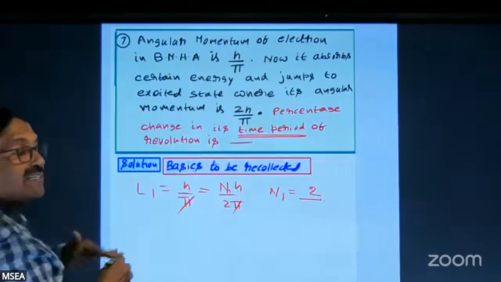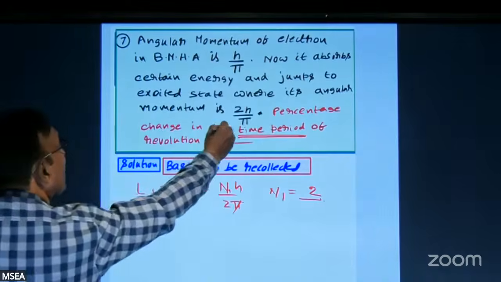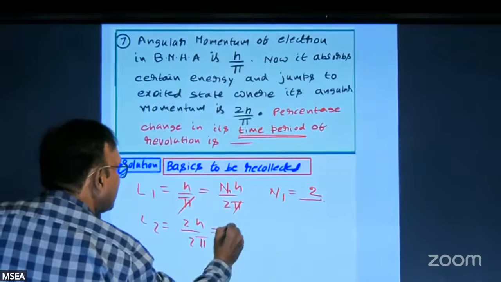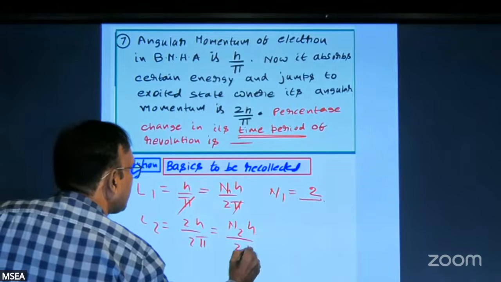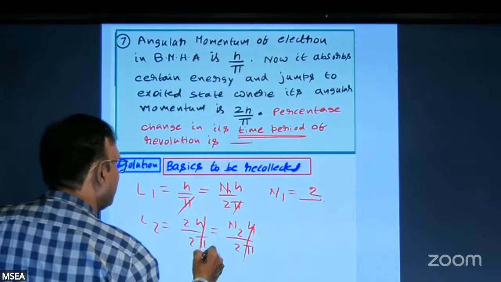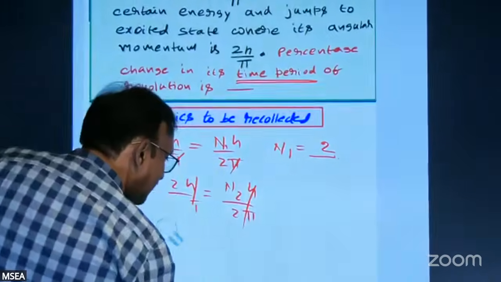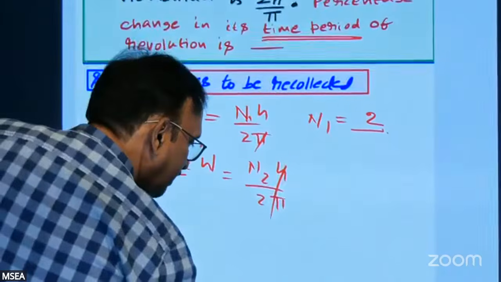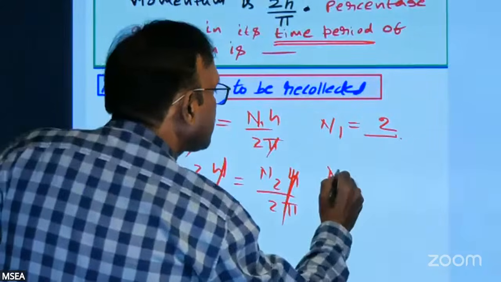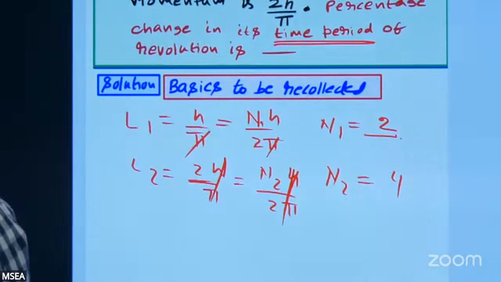Now this electron is absorbing energy and thereby jumping to the higher orbit where the angular momentum has freshly become 2h by pi. What is the new angular momentum? n2 h by 2 pi, since angular momentum is nh by 2 pi. The h by pi term gets cancelled, and n2 comes out to be 4. That means the electron is jumping from the second orbit to the fourth orbit.